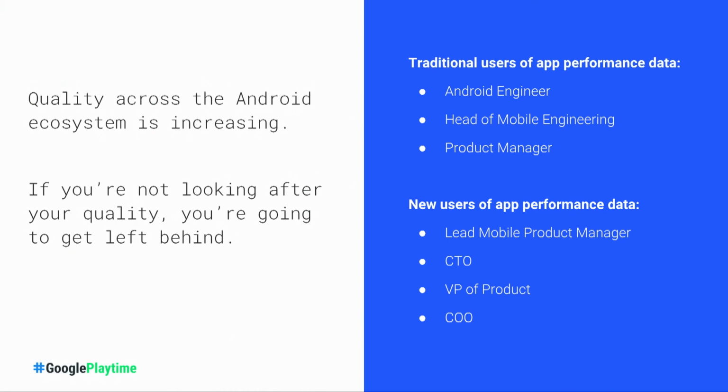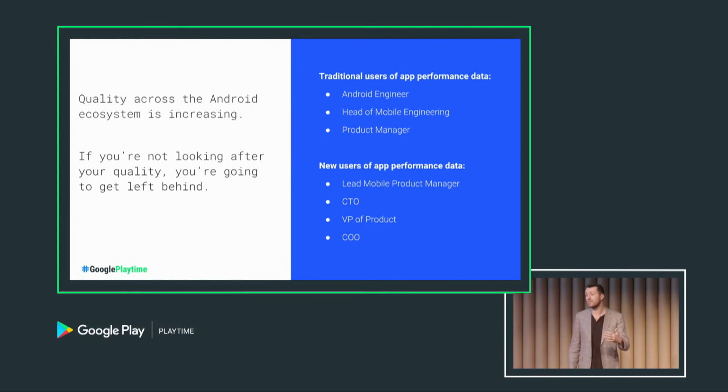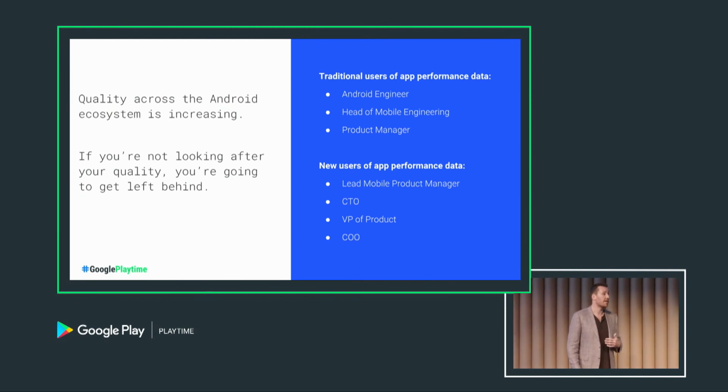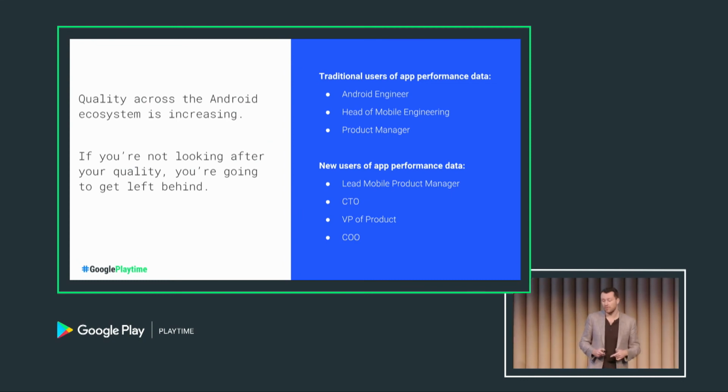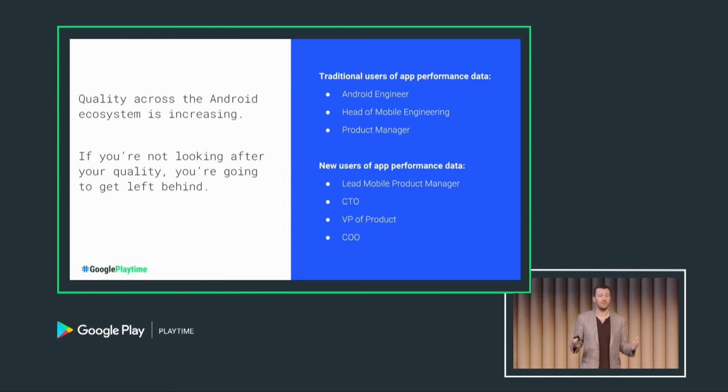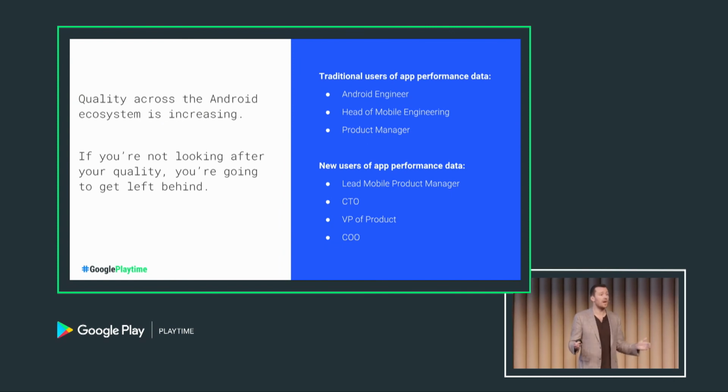One of the things that I'm most proud of with Android Vitals is how it's changed the conversation around app performance in companies. And now we have many stakeholders outside of the core engineering team working on the application using performance metrics, or as Gavin mentioned, these engineering metrics. So we had quotes in the presentation from a lead mobile product manager, a CTO, a VP of product, and a COO even. And so as we all know, quality across the whole Android ecosystem is improving. And if you and your whole entire company are not looking at the performance of your application and these technical metrics, then you're going to be left behind.